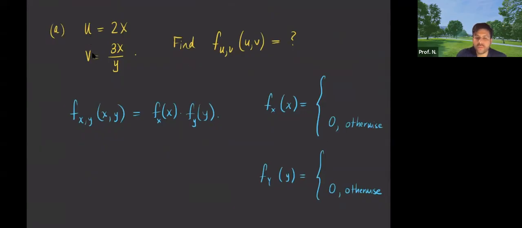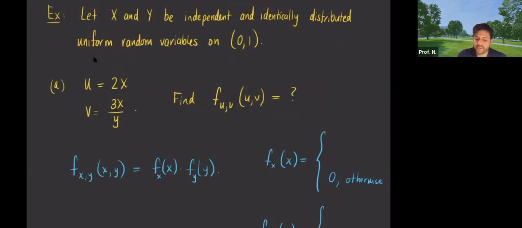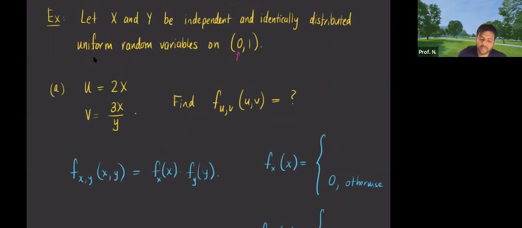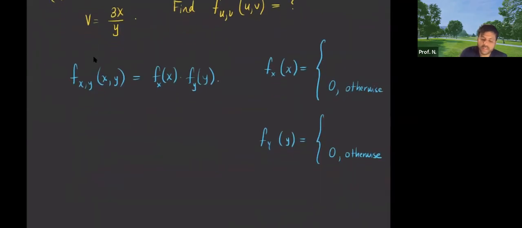Right. So the formula is 1 over b minus a, but b minus a here comes from the interval. And b minus a here is 1 minus 0, which is 1. So the density is just 1. That's it. And that's when x is between 0 and 1. And then it's also 1 when y is what? Between 0 and 1. So what's this going to look like?